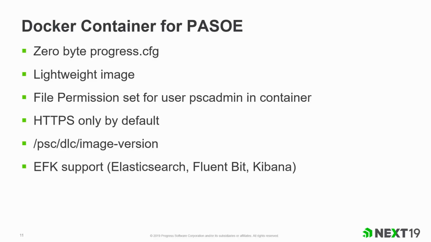HTTPS only by default, which means that if you install it or use the image, the service that you use to access it is HTTPS. So there is already encryption happening there. If you're using Kubernetes with the Ingress service, it already provides the HTTPS access, so maybe you don't necessarily need it that way. We have an image version file that helps you identify what version of the container you are using for OpenEdge.